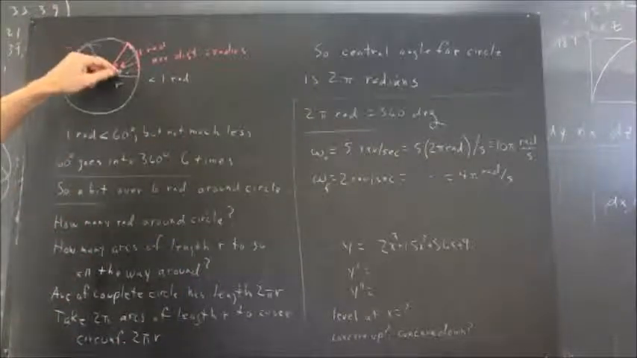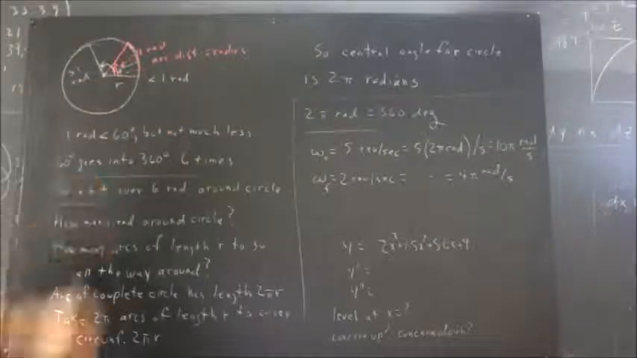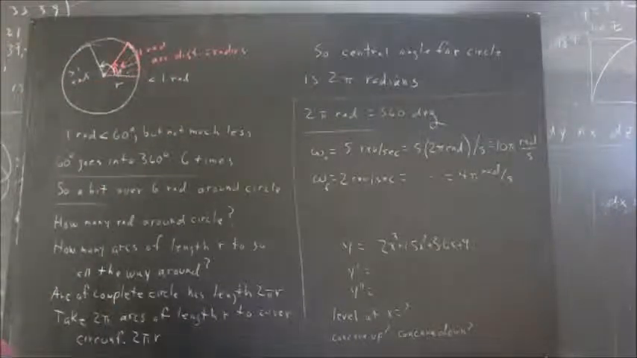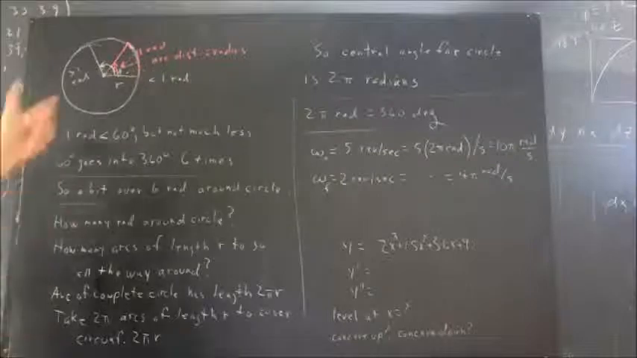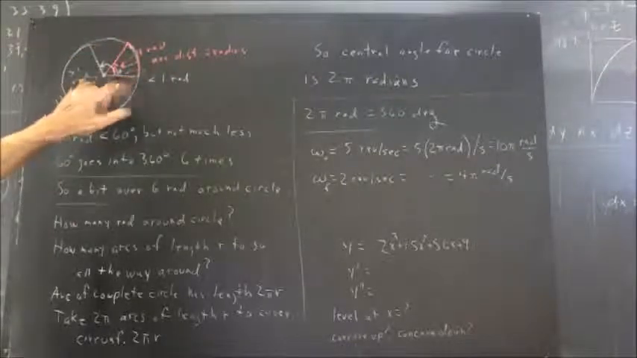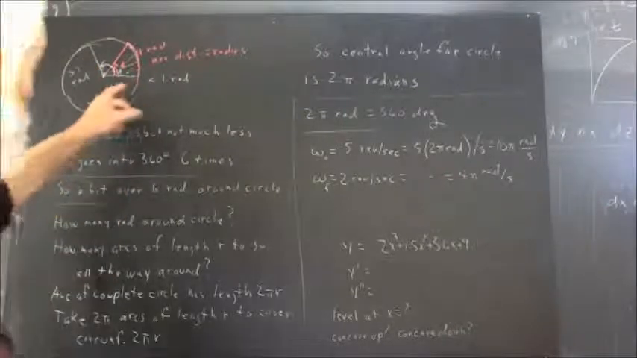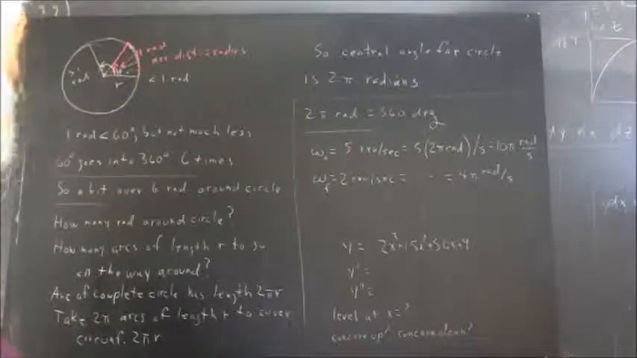The arc distance for this smaller angle is less than the radius, so that's less than 1 radian. And you could estimate what fraction of a radian that is. It looks like it's less than half a radian. This distance is probably less than half the radius, maybe 0.4 times the radius. That would make this angle about 0.4 radians.